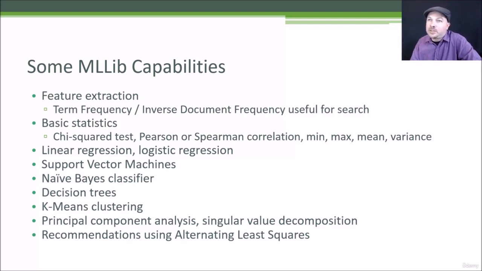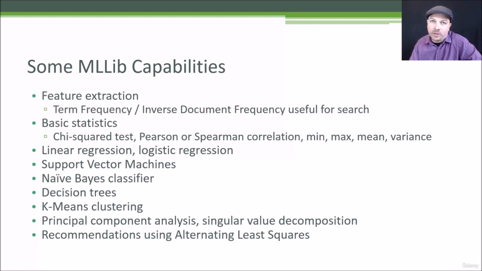It also offers your basic statistics functions, chi-square tests, Pearson or Spearman correlation, and some simpler things like min, max, mean, and variance. None of those are terribly exciting in and of themselves, but what is exciting is that you could actually compute the variance or the mean or whatever, or the correlation score across a massive data set, and it would actually break that data set up into various chunks, run across an entire cluster if necessary. So even if some of these operations aren't terribly sexy, what's sexy about it is the scale at which it can operate at.